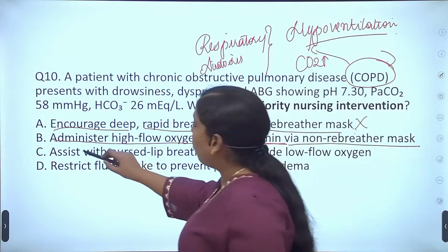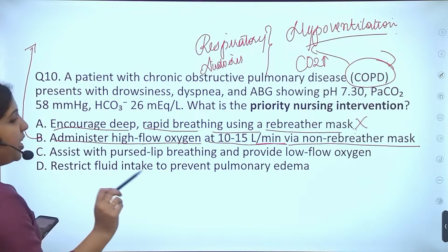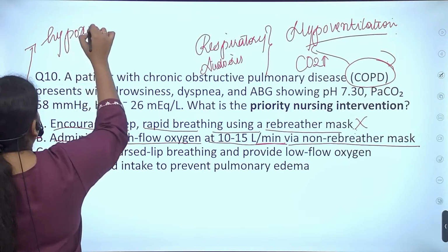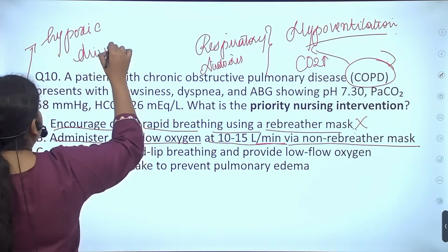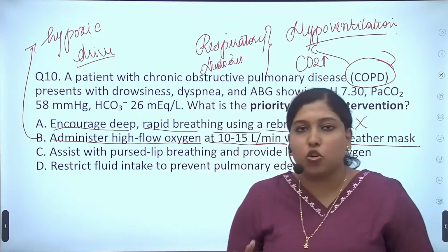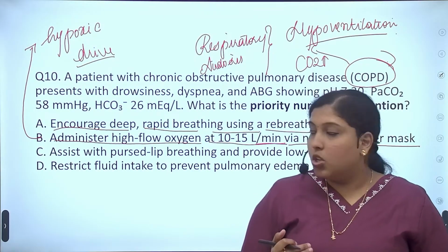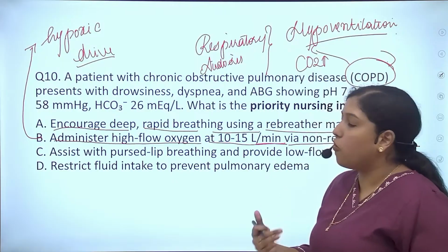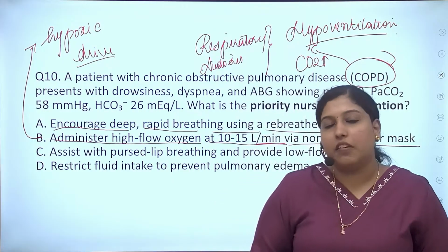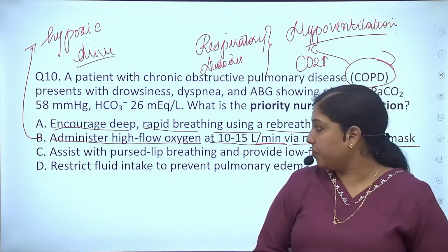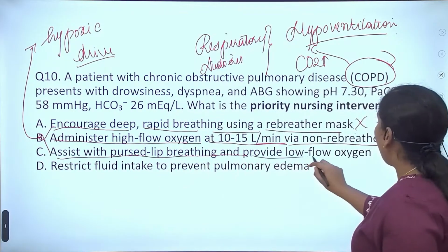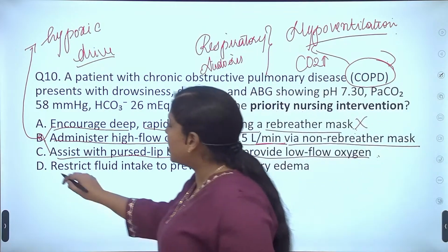If you are going to do so, as you all know, these COPD patients have the hypoxic drive. They have a hypoxic drive, which means the sensing of the respiratory center for minimal hypoxia will make the patient breathe at a normal pace. So if you administer more oxygen with the help of a high flow mask, this is going to decline the hypoxic drive and further worsen the condition of the patient. Right? So this is not advised. Assist with pursed lip breathing and provide low flow oxygenation. This is the required treatment.